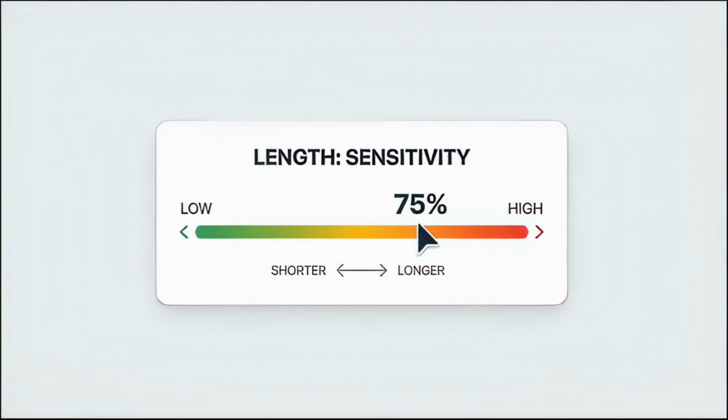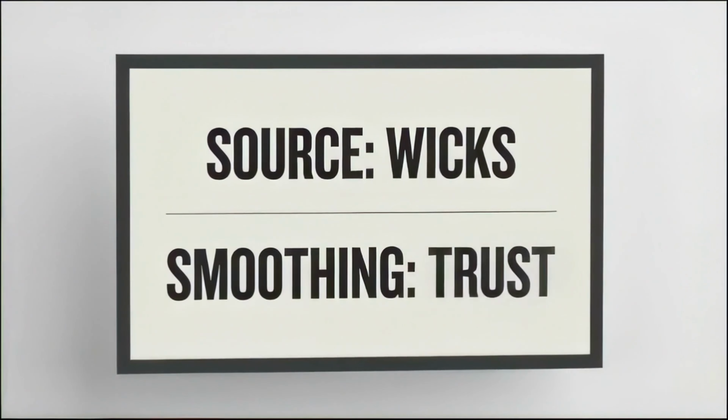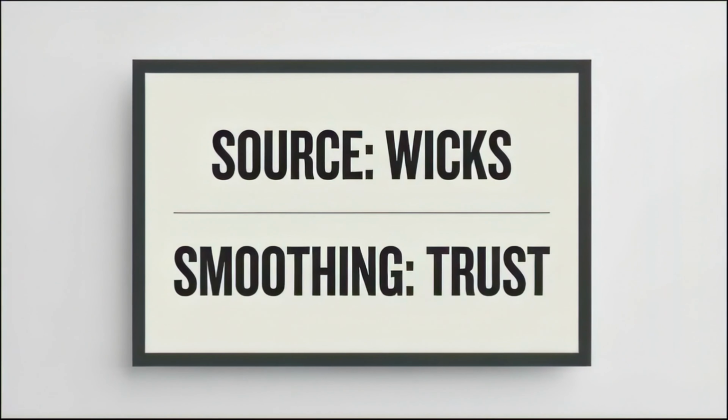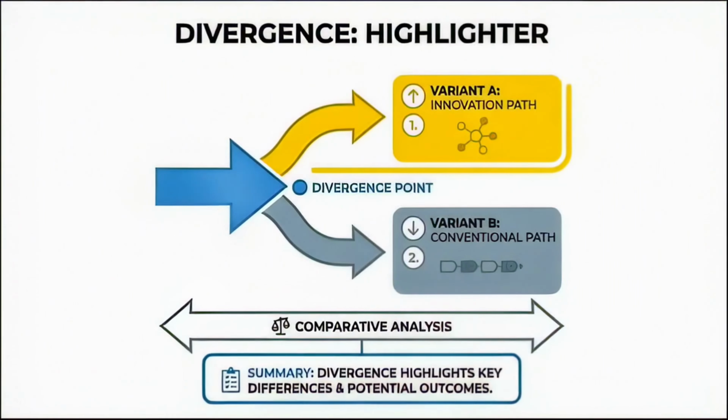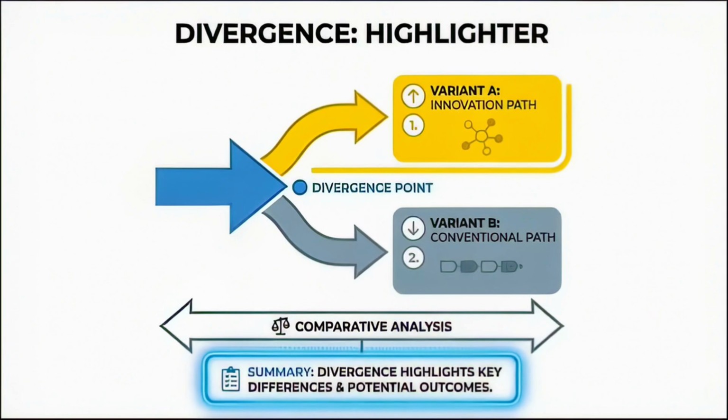So there it is. The length sets how sensitive the whole thing is. The source decides whether wicks count. The smoothing type and length decide whether you are reading a jagged line or a trustworthy one. And the divergence box is a highlighter, not a trigger.